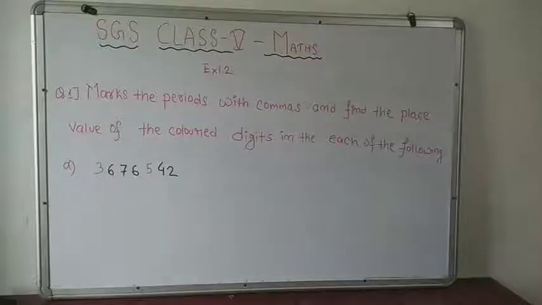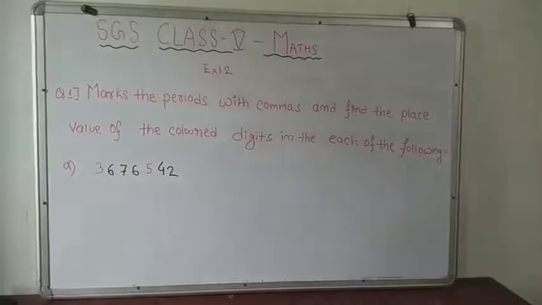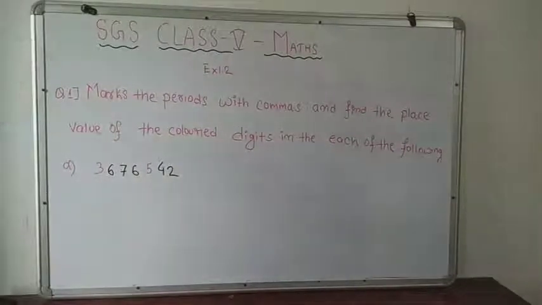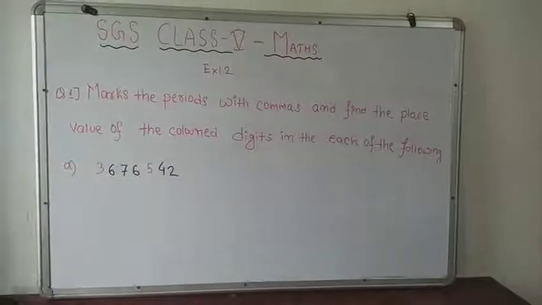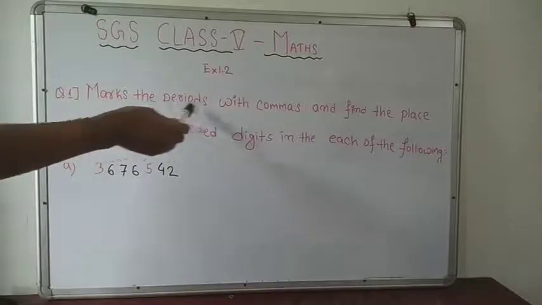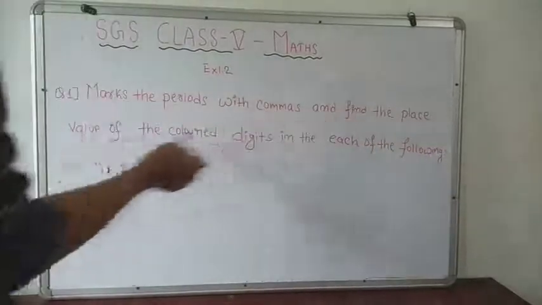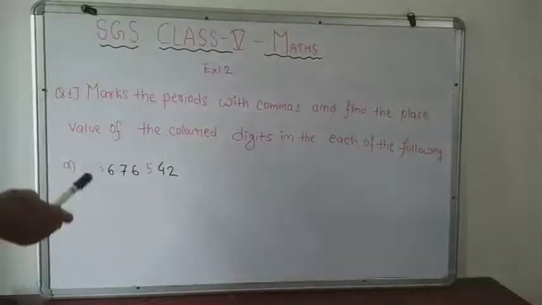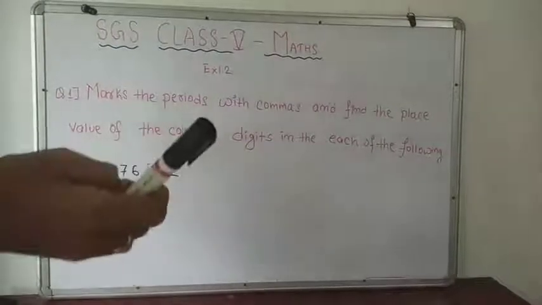Class 5 student. Now here I am going to try to solve some questions from exercise 1.2. So watch very carefully and try to understand it. In the first question, the question asks you to mark the periods with commas and find the place value of the colored digit. So you have to do two tasks.